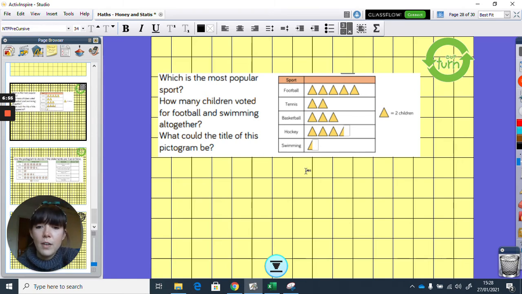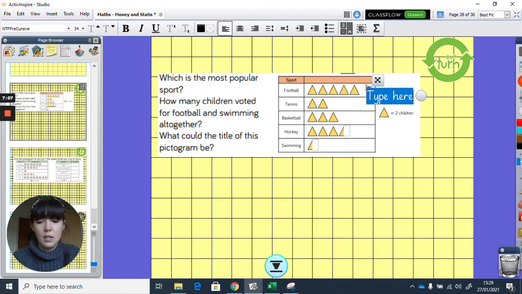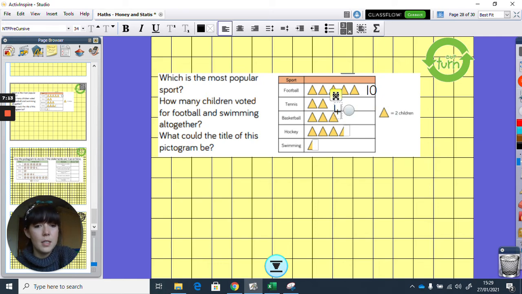Again, when faced with a pictogram, what I always do is I work out the answers first, okay? So we see a triangle equals 2 children. So football, 2, 4, 6, 8, 10. 10 people like football best. Tennis, 2, 4. 4 people like tennis best. Basketball, 2, 4, 6. 6 people like basketball best.